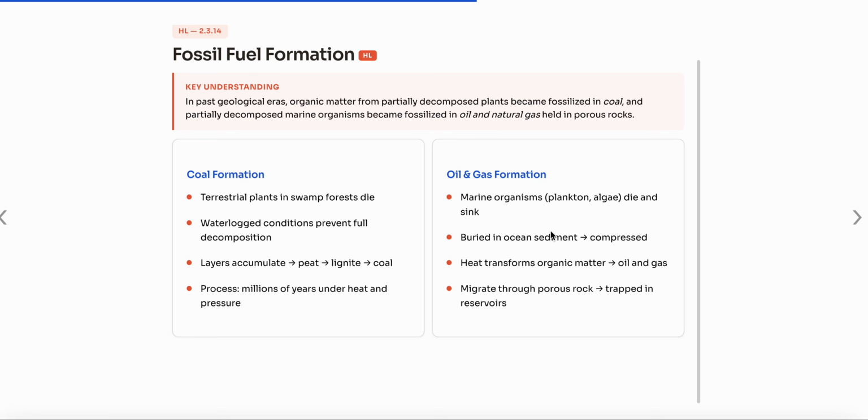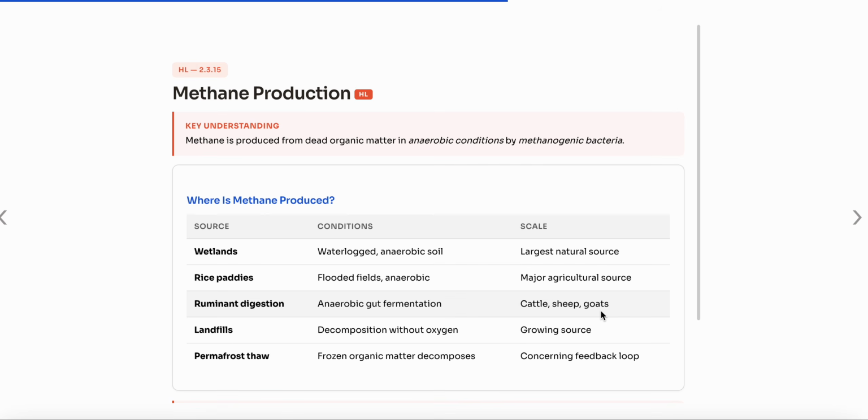Oil and gas formation happens from the planktons. When algae die and sink, they are buried in ocean sediment. It is compressed, and oil and gas are formed. They migrate through porous rock and are trapped in reservoirs.